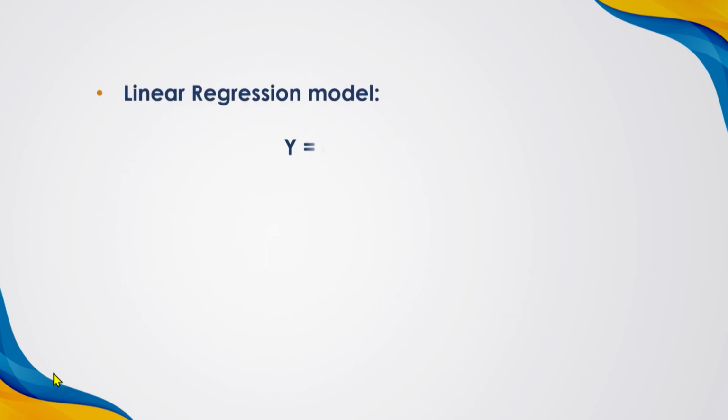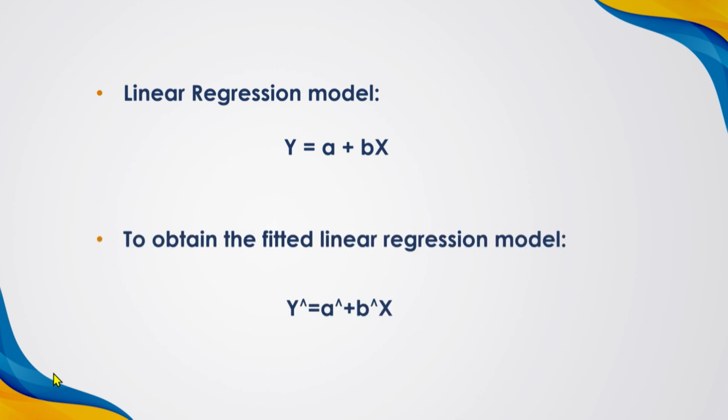Now coming to the linear regression model, I have chosen y equal to a plus bx, where y is the dependent variable, x is the independent variable, and a and b are the parameters of the model. Our major aim is to fit our linear regression model, that is y cap equal to a cap plus b cap x. It means that you have to identify a and b. In our earlier sessions, we went through how to fit the regression model, that is a and b, using the method of least squares. Through that methodology you can obtain the values of a and b.